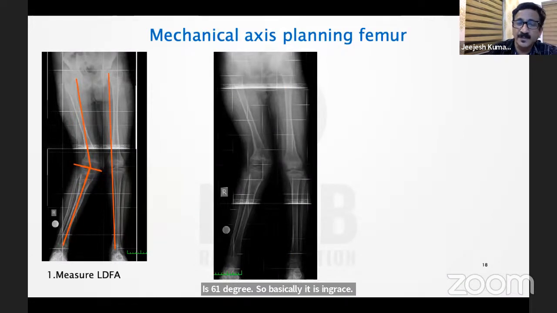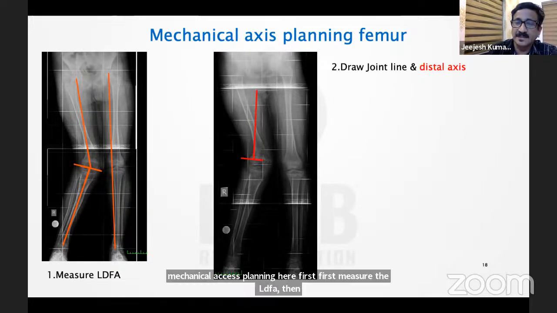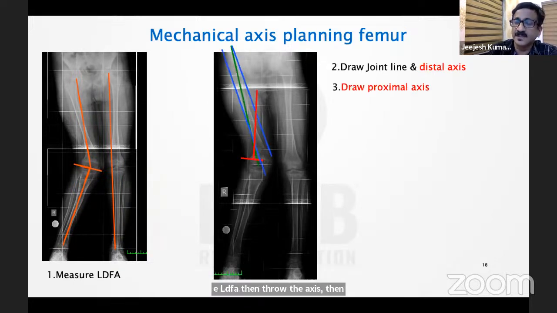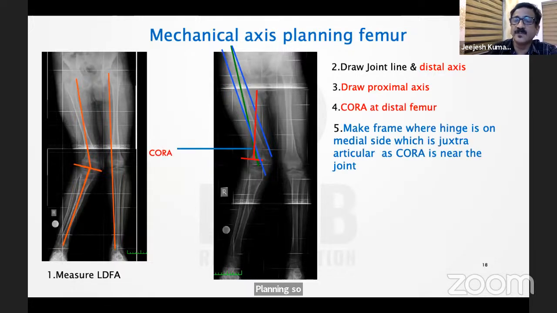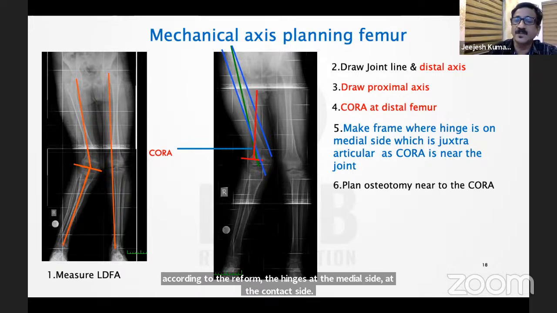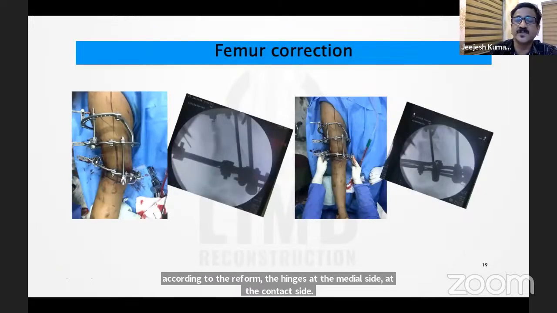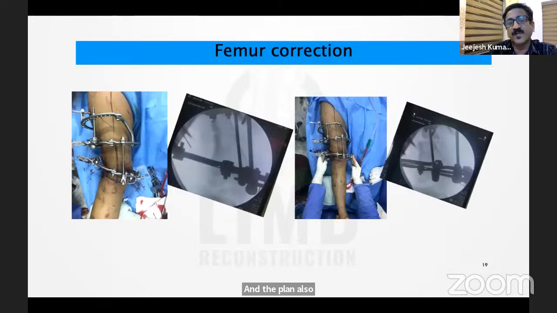Now, mechanical axis planning: you first measure the LDFA, then draw the distal axis, then draw the proximal axis. This is mechanical axis planning. So find out the CORA, then make a frame according to the deformity. The hinge is at the medial side, at the convex side, with a juxta-articular hinge. And plan the osteotomy near the CORA so that there is a lesser amount of translation. This is the frame application, and you can see the acute correction to check whether everything is right. You can see that the translation has occurred here and the deformity is corrected.